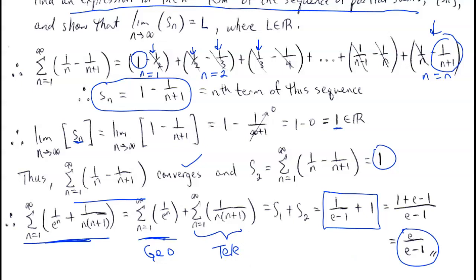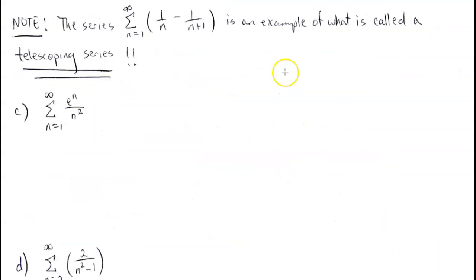All right, let's move forward here. Before we move to the next example, please note that the series we looked at is an example of what we call a telescoping series. And we're going to see that again. So for this next example, we want to do the same thing. We want to see whether this particular series converges or diverges.